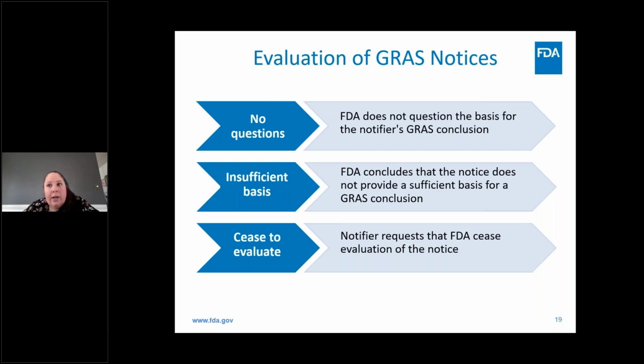So a no questions letter is helpful for the company when they go to try to market their substances, as most manufacturers today really expect that these companies will come with a no questions letter. And in effect, what this means is that while the GRAS notification program is voluntary, most companies will still want to submit their notification because that no questions letter is quite valuable to them.